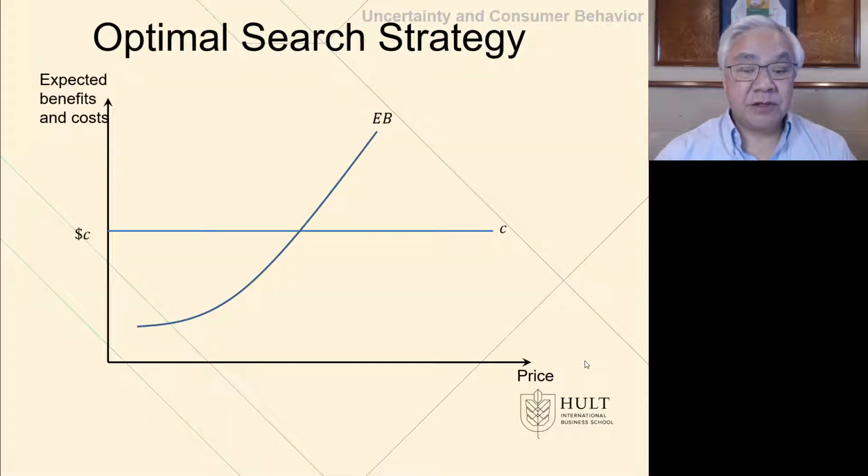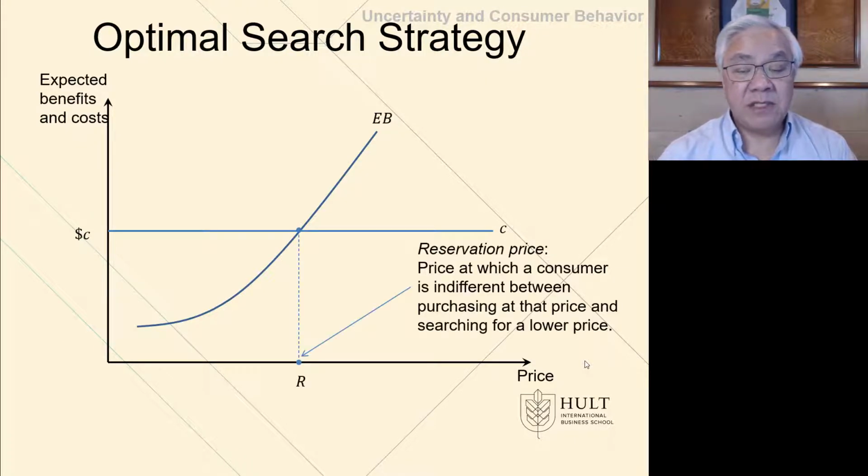We have the cost of search, that's the horizontal line. We have the expected benefit of the search. And then we have R, which is a reservation price. Reservation price is the price where you're indifferent between purchasing it and searching for a lower price. In other words, where you would stop. So where we would stop is where the expected benefit at the reservation price is equal to the cost.